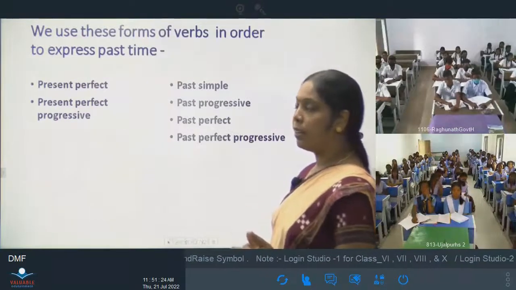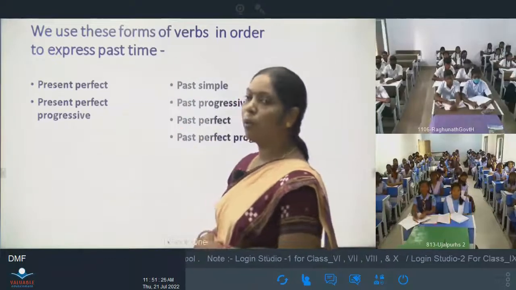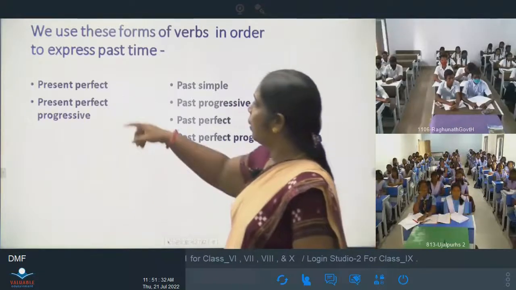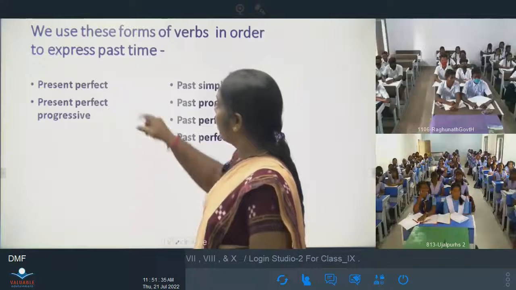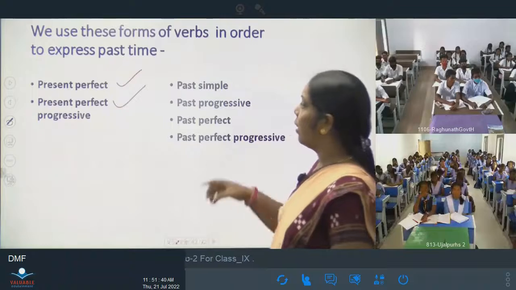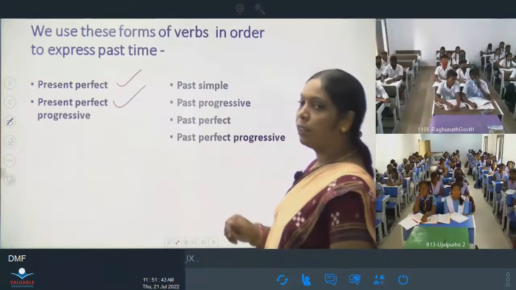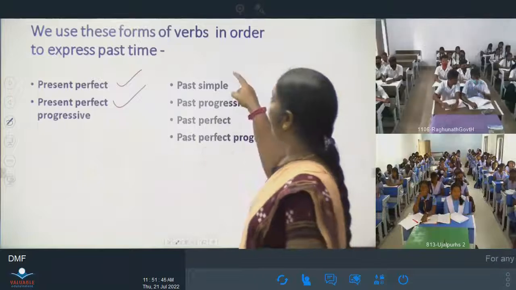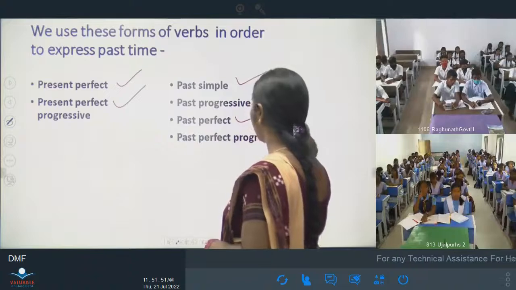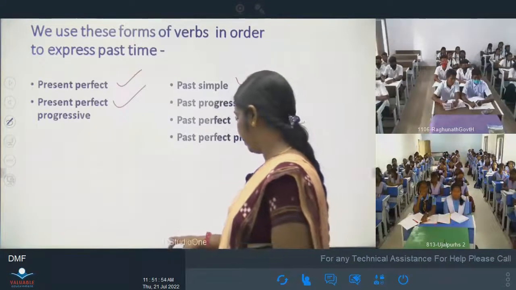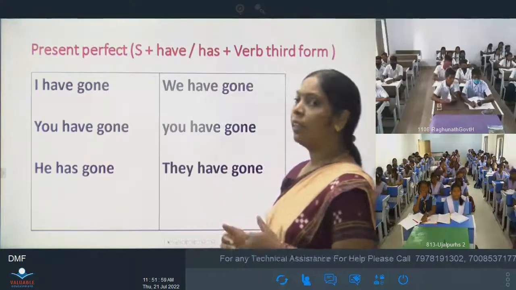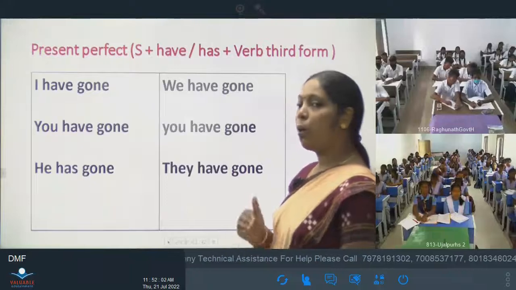Now we got that these are the tense forms which show the past time. Present perfect and present perfect progressive are from the present tense, and these four are from the past tense: past simple, past progressive, past perfect, past perfect progressive. Now let us see the structure and its uses one after another.